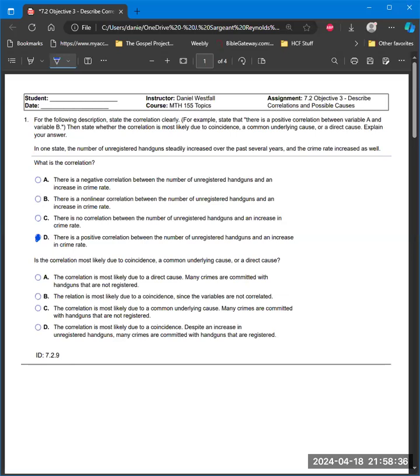Is the correlation most likely due to coincidence, a common underlying cause, or a direct cause? The correlation is most likely due to a direct cause. Many crimes are committed with handguns that are not registered. So that was question 1.